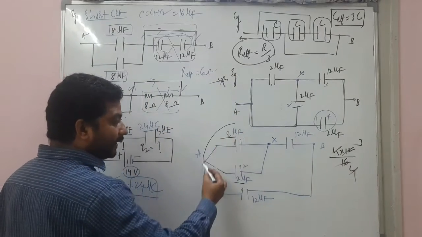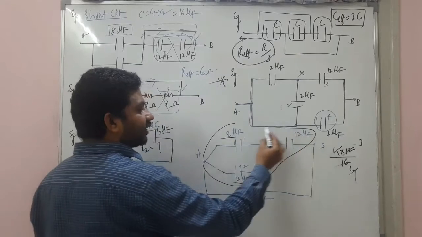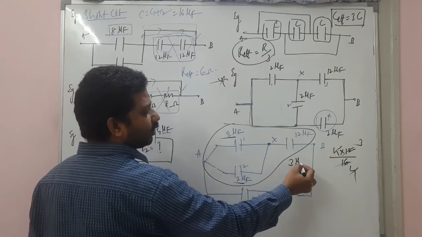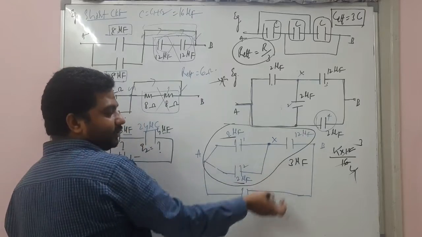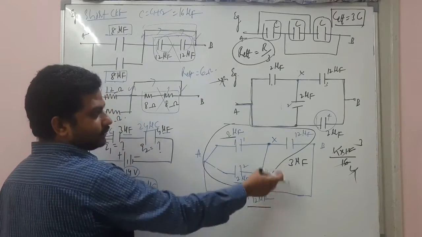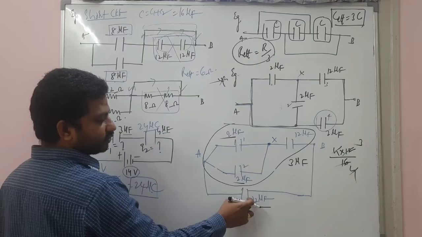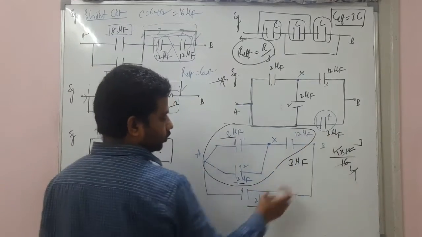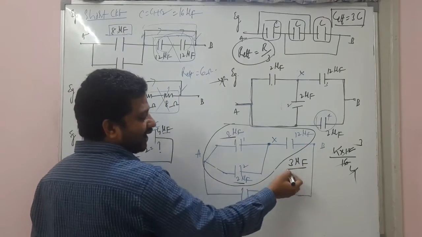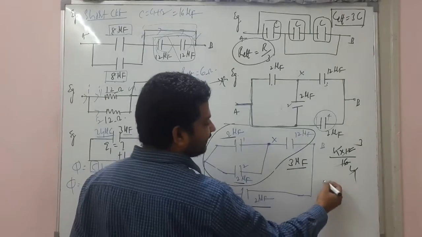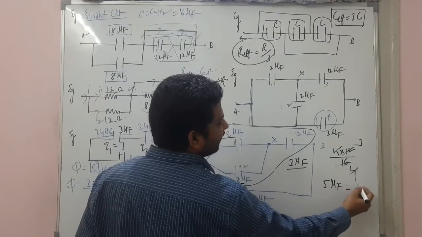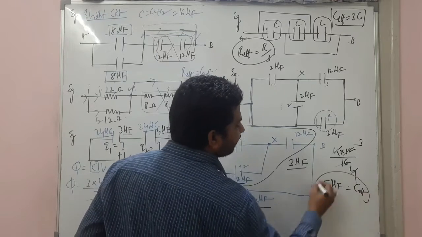So, the complete effective capacitance from here to here is 3 microfarad and this 12 microfarad is in parallel. The fourth one is not 12, it's 2. See, 3 microfarad and 2 microfarad are in parallel. So then the final answer is 5 microfarad is C effective.